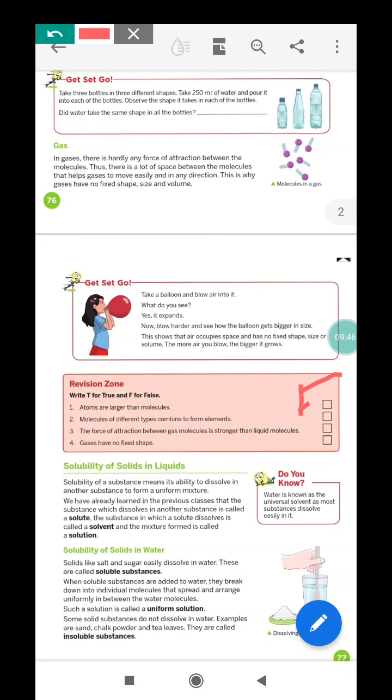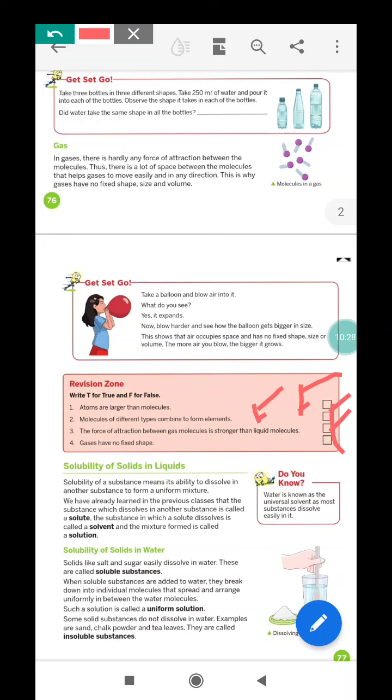Molecules of different types combine to form elements. No. Molecules of the same type combine to form elements. That means this is also false. Number 2 is also false. Now number 3, the force of attraction between gas molecules is stronger than between liquid molecules. No, the force of attraction between gas molecules is lesser than between liquid molecules. So number 3 is also false.